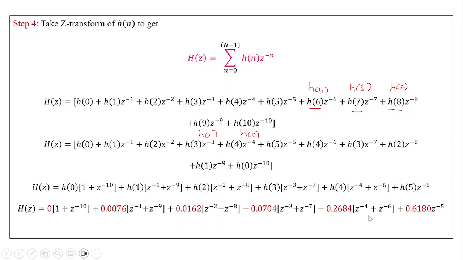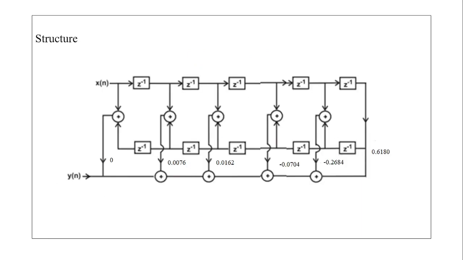I just combine this and substitute the values of h of 0, h of 1, 2, 3, 4, 5 and the values here. Now step 5 is to draw the structure. So the structure is this one. It's going to be 1 plus z power minus 2. If N is equal to 11, take it to N minus 1, so it's going to be 10. So upper part 5, lower part 5. So this is 1, 2, 3, 4, 5, 6, 7, 8, 9, 10.